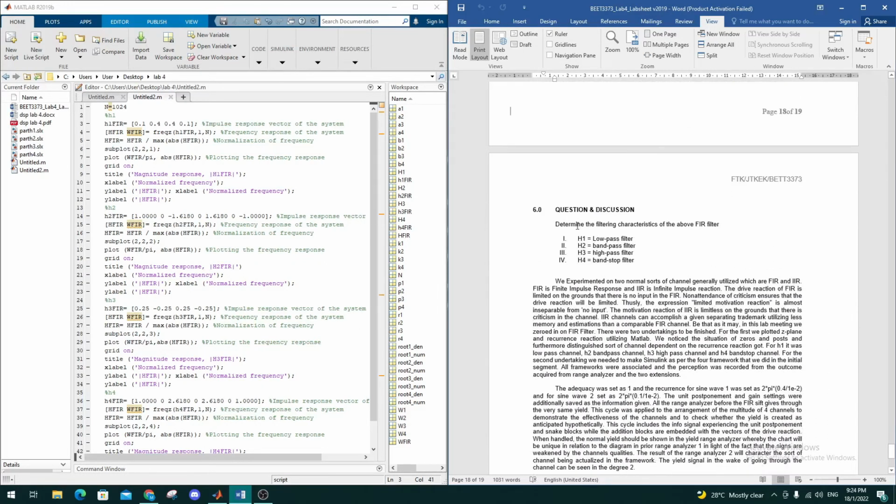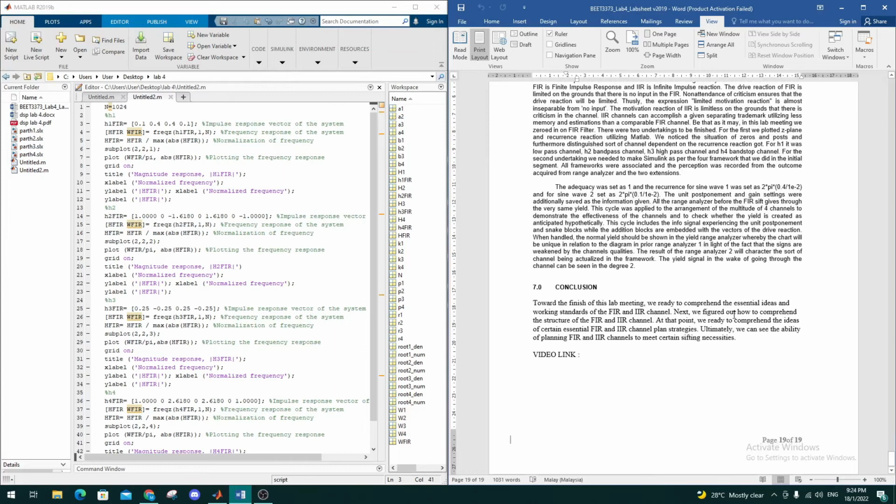Okay, for the question, determine the filtering characteristic of the above filters. H1 is low pass. H2 is band pass. H3 is high pass. H4 is band stop.